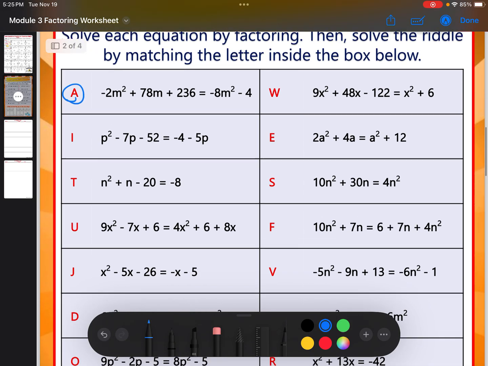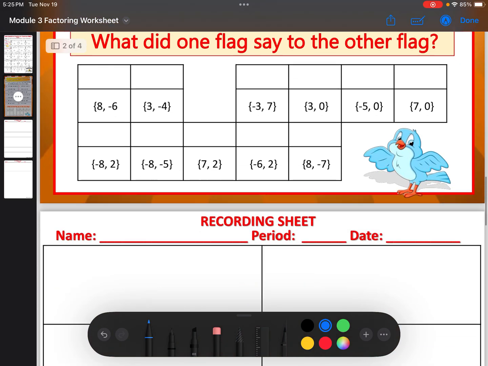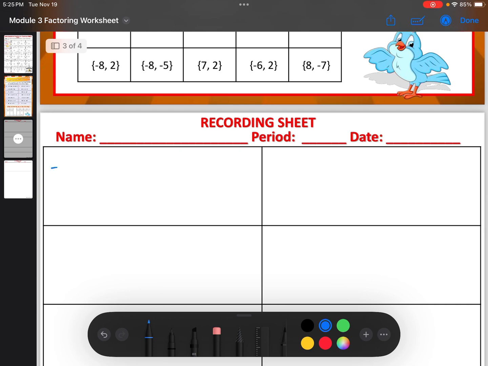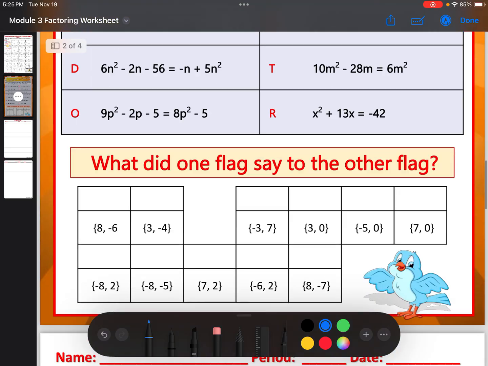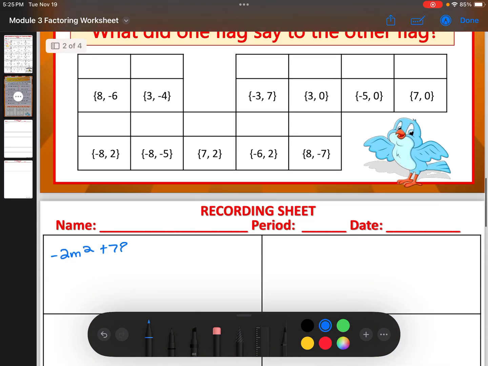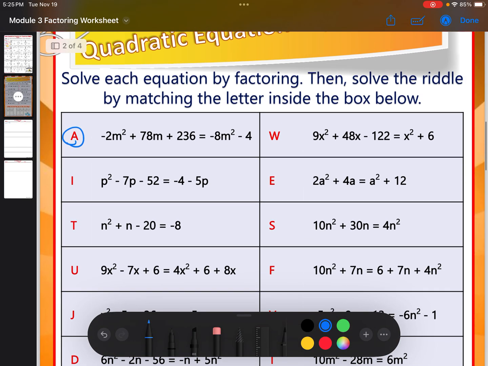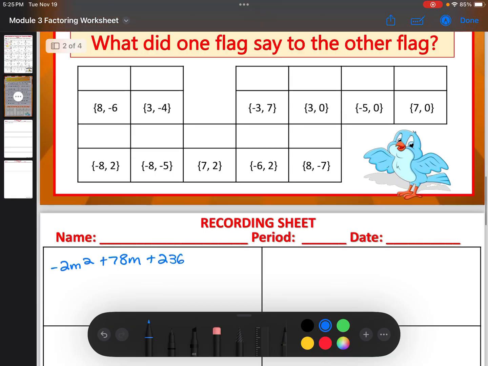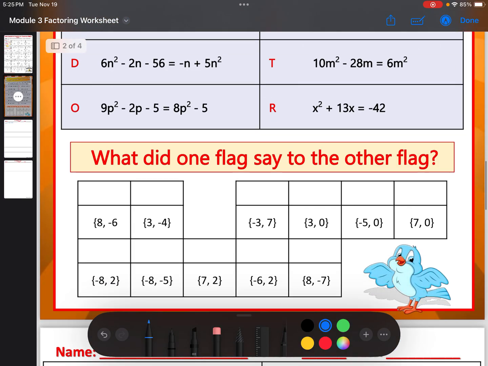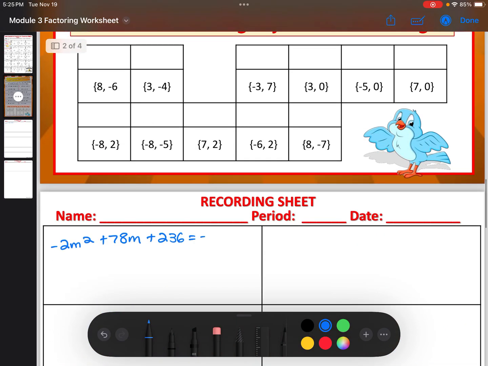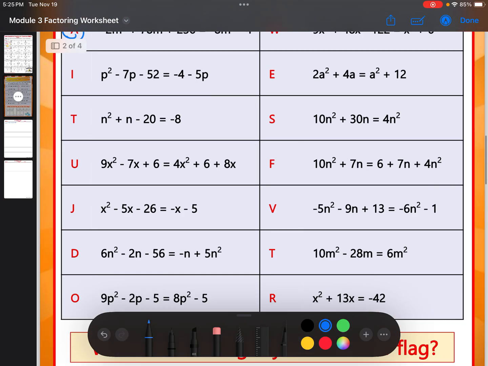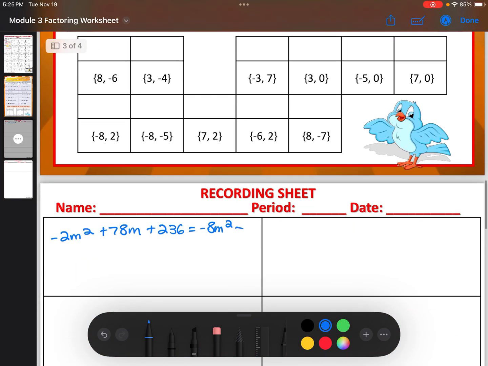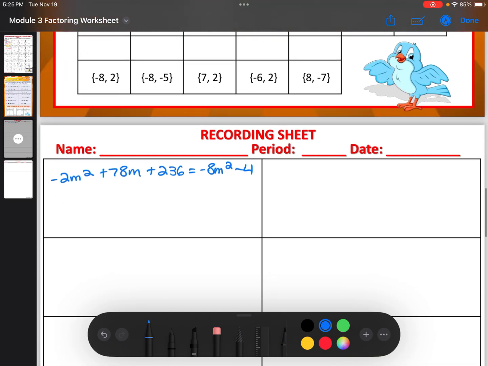So I've got negative 2m squared plus 78m. I'm going to copy this down on my worksheet. So negative 2m squared plus 78m plus 236 equals negative 8m squared minus 4. Okay, so this one is looking ugly.